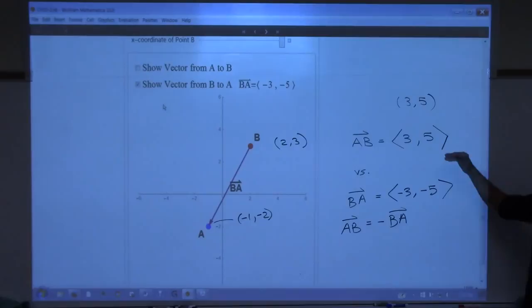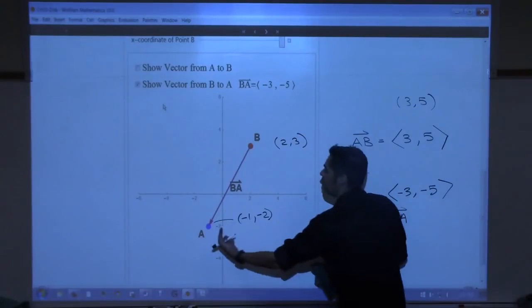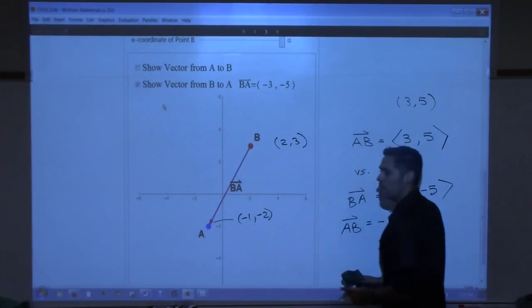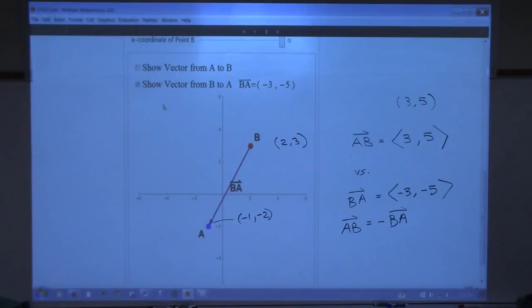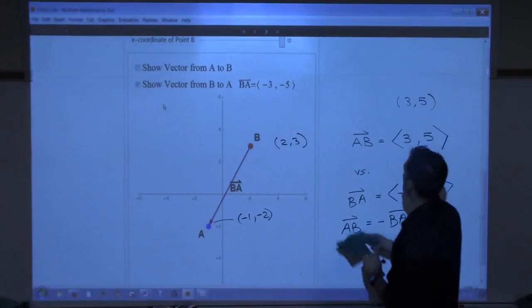Are these two vectors equal? No. They're not equal, because their directions are different, right? One of them pointed this direction, the other one pointed this direction. Are these two vectors parallel? What do you think? We haven't defined parallel yet, so I'm just asking you to take a guess at it. Do you think that these two vectors are parallel to each other? We'll see. Put that on the back burner.